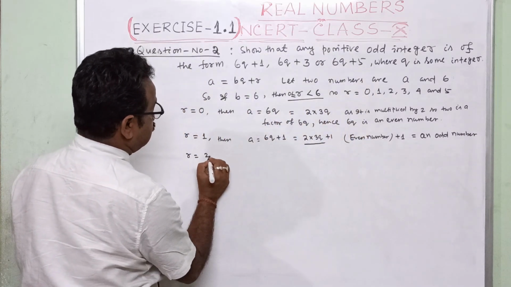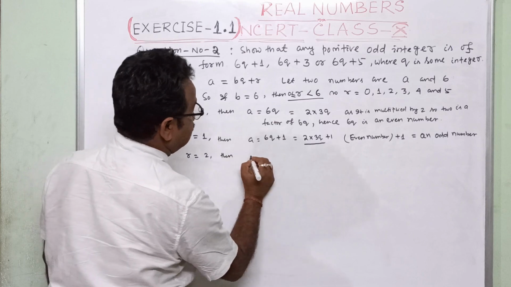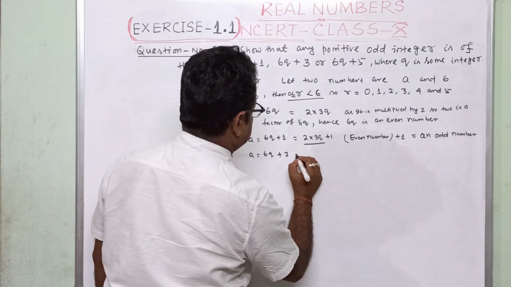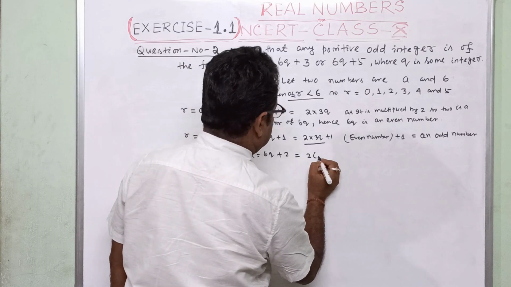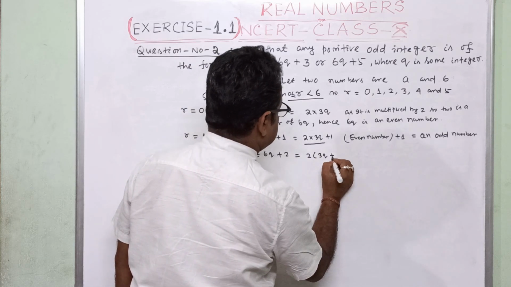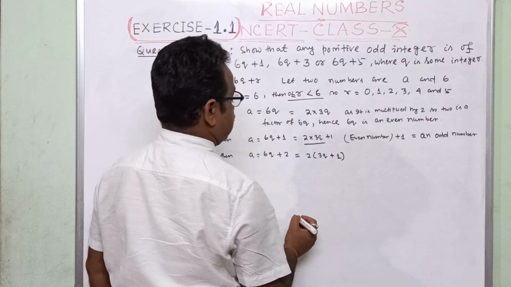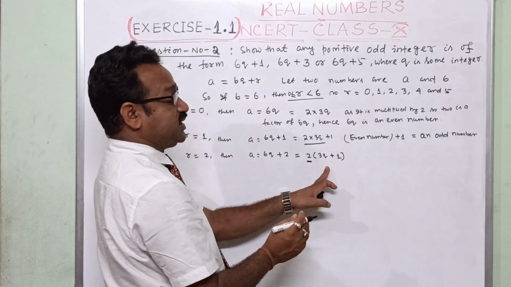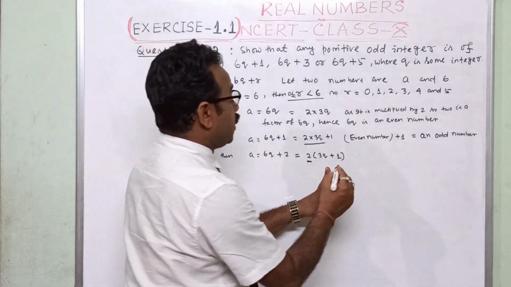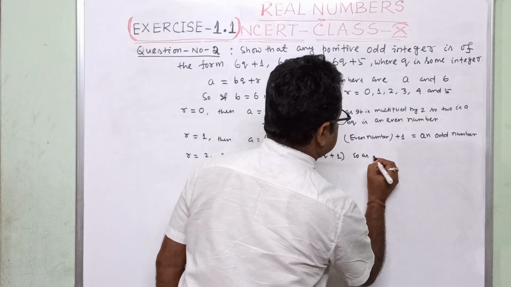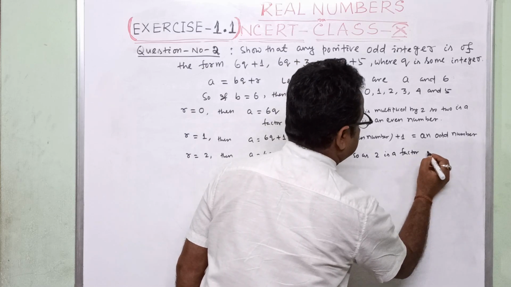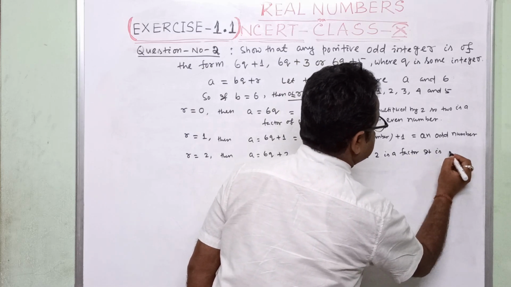Now r = 2, then a = 6q + 2, which equals 2(3q + 1). So 2 is multiplied, whatever is in the bracket. As 2 is a factor, it is even.